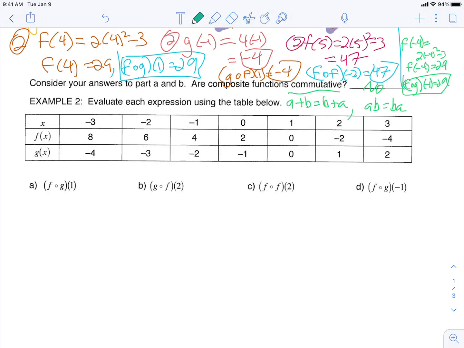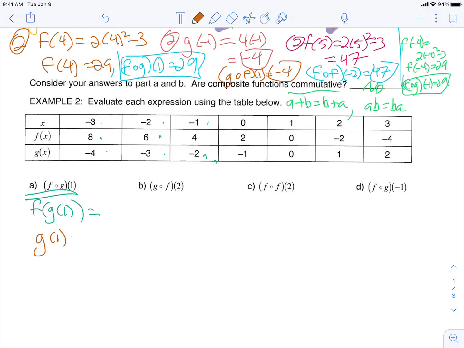So we don't know what these functions are, f and g, but all we know is their values. We know that when x is negative 3, this is what f and g are. When x is negative 2, this is what f and g are, so on and so forth. So as long as you understand that what f of g of 1 really means is f of g of 1, all we're going to do is use this table to evaluate piece by piece.